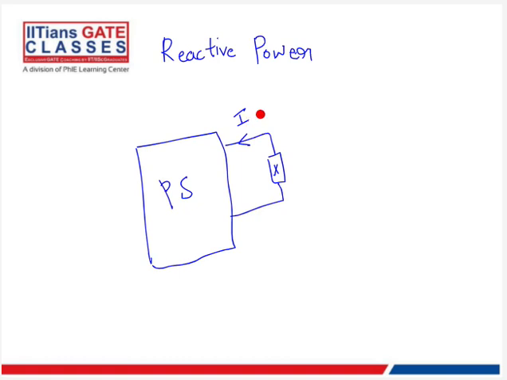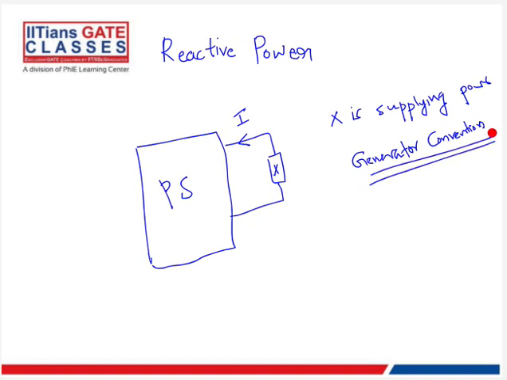So, okay. Suppose they are saying that X is supplying power, then we are going to assume the generator convention. We discussed there are two conventions: one is generator convention and one is load convention. If you see in the diagram, they have marked the arrow into the system, and they're saying X is supplying reactive power. So we are actually going to use generator convention, right?